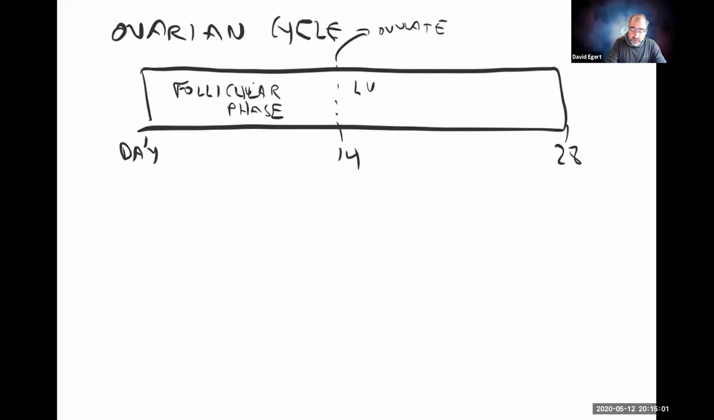And then the second part is going to be the luteal phase, where that corpus luteum is making progesterone. And we're going to see the corpus luteum degenerates after a week and a half if there's no pregnancy. So we're going to come back to this ovarian cycle, and we're going to see how it syncs up with the uterine cycle in a little bit.